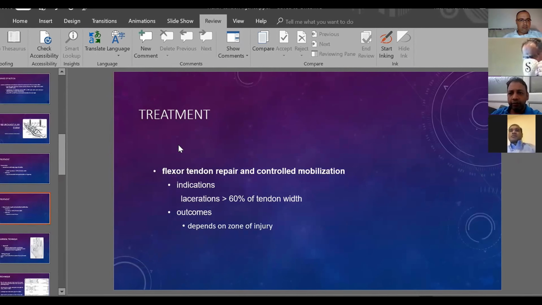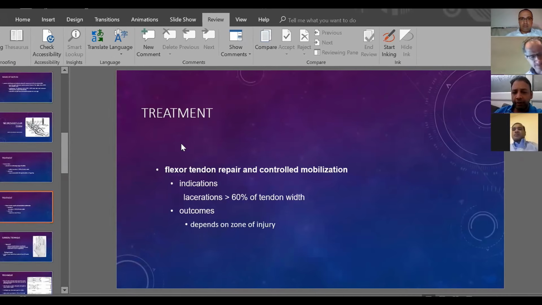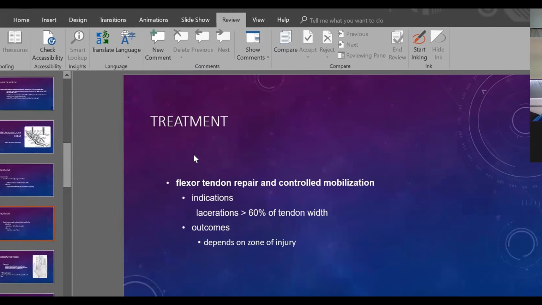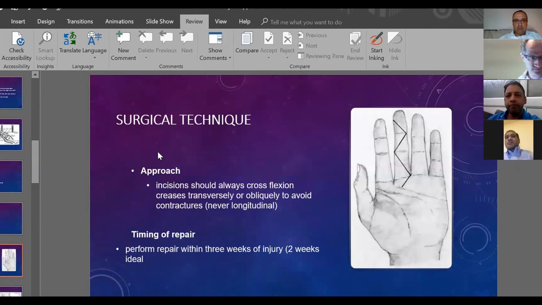In tendon injury more than 60%, outcome depends on the zone of the injury. Worst is the zone 2. So surgical technique for the approach, incision should always cross the flexion creases transversely or obliquely, never longitudinal, because that causes the contracture over the joints.